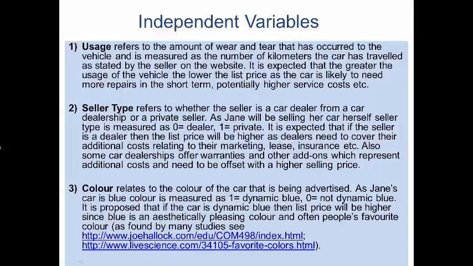The third independent variable is colour. Colour relates to the colour of the advertised car, and this is also a dummy variable. Because Jane's car is blue, I've allocated 1 to if the car is blue and 0 if it's not blue. So all other colours except blue. In terms of the hypothesis, this is what I'm saying. If the car is blue, then I expect it will yield a higher price because blue is aesthetically pleasing and often people's favourite colour. Look, I have to go one way or the other, and that's how I'm justifying it. Let's see what falls out in the data.